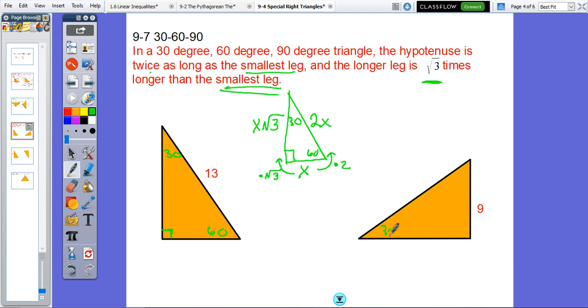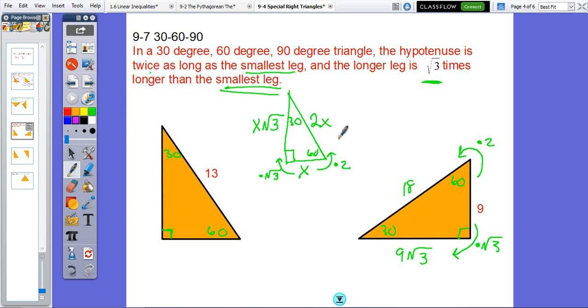So we got a 30, 60, 90-degree triangle. And in this case, the 9 is our small leg. So let's start with the hypotenuse. To find our hypotenuse, we are multiplying by 2. So 9 times 2, we get 18. And then to find our long leg, we're going to take that times a radical 3, giving us 9 radical 3. It's just that simple. But let's look at this problem right here. We have an odd number for the hypotenuse.